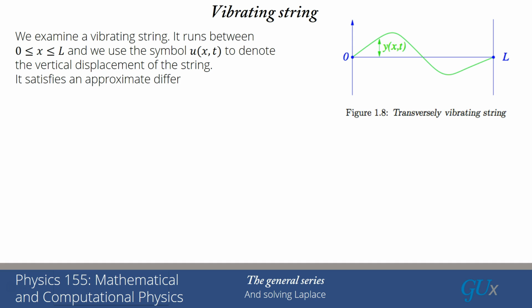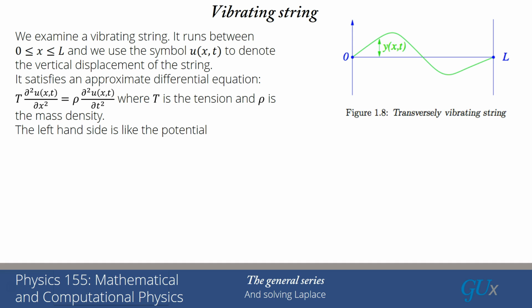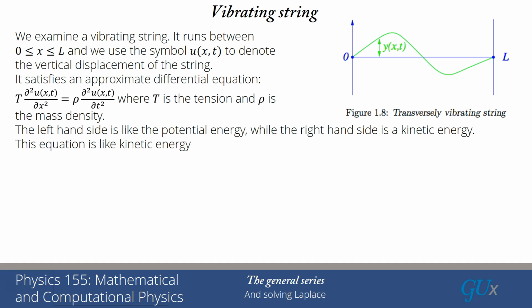And this satisfies an approximate differential equation, which is given by T times the second derivative of u with respect to x is equal to rho times the second derivative of u with respect to t, where T is the tension in the string and rho is the mass density. Now, the left-hand side of that function is like a potential energy, and the right-hand side looks like a kinetic energy. And so this equation looks like the potential energy is equal to the kinetic energy.